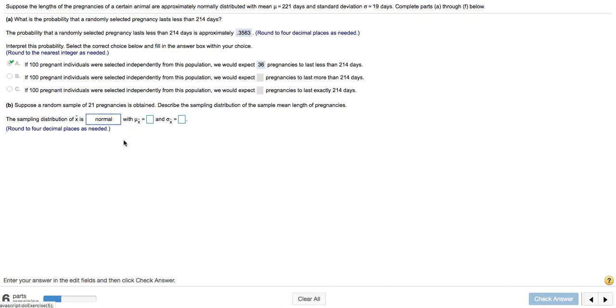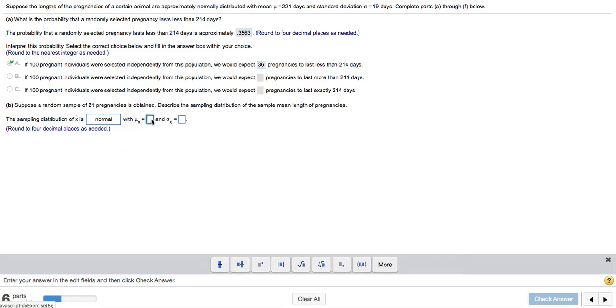You need the mean, and you need the standard deviation, which if we need to, we'll round to 4 decimal places. It turns out that the mean for this distribution will equal the one that we started with. That will always be true. But the standard deviation is not going to be exactly equal to this. You have to take this number and divide by the square root of your sample size. I'm going to use a calculator to figure that out. I'm going to do 19 divided by the square root of 21.